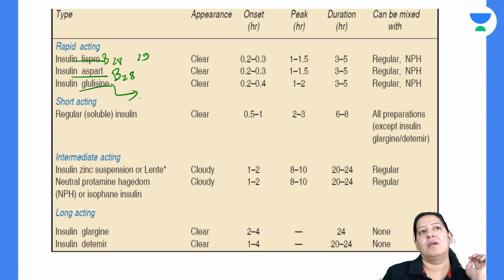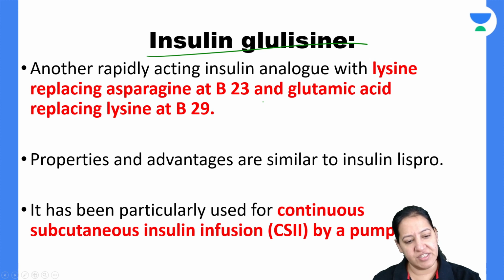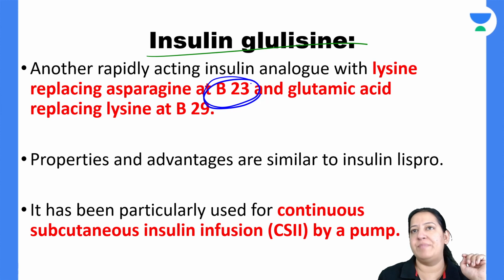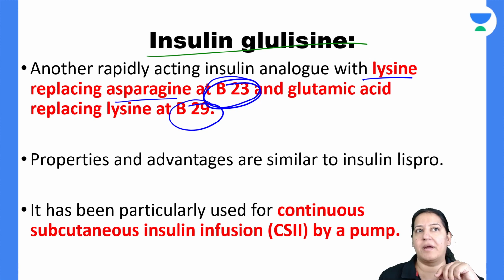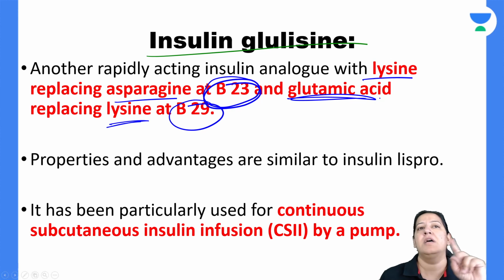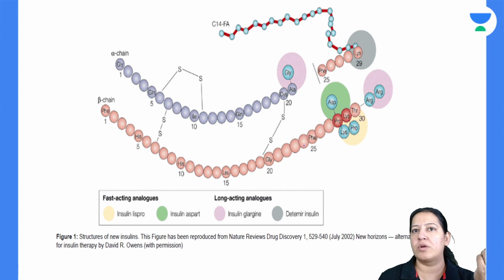Last is glulisine. In glulisine again 2 changes are there. The first change is at amino acid 23 of the beta chain. Normally it is asparagine. It is replaced by lysine. Number one. And number 2 at position 29. Normally it is lysine. It is replaced by glutamic acid. So 23 and 29. It is not shown here in this diagram. You can make it out. This one is 23 and this one is 29.